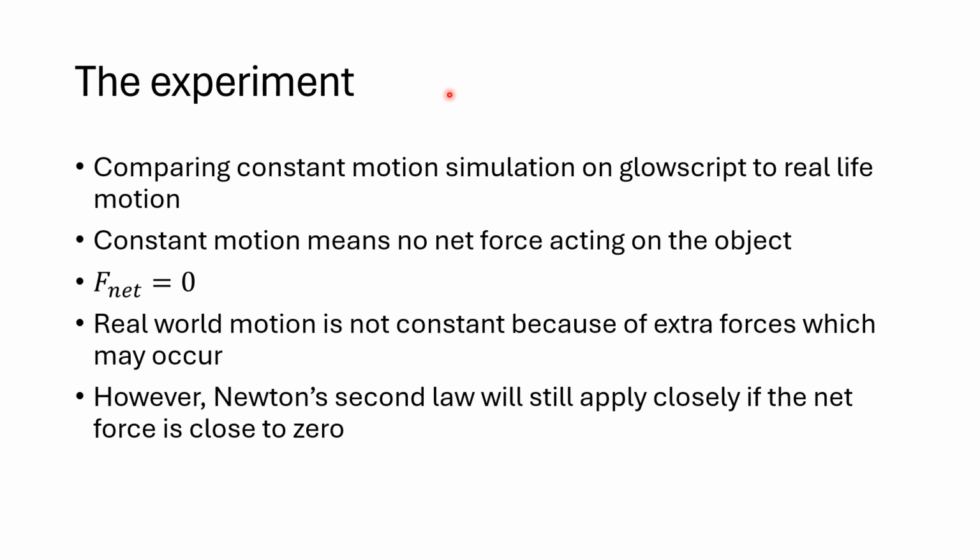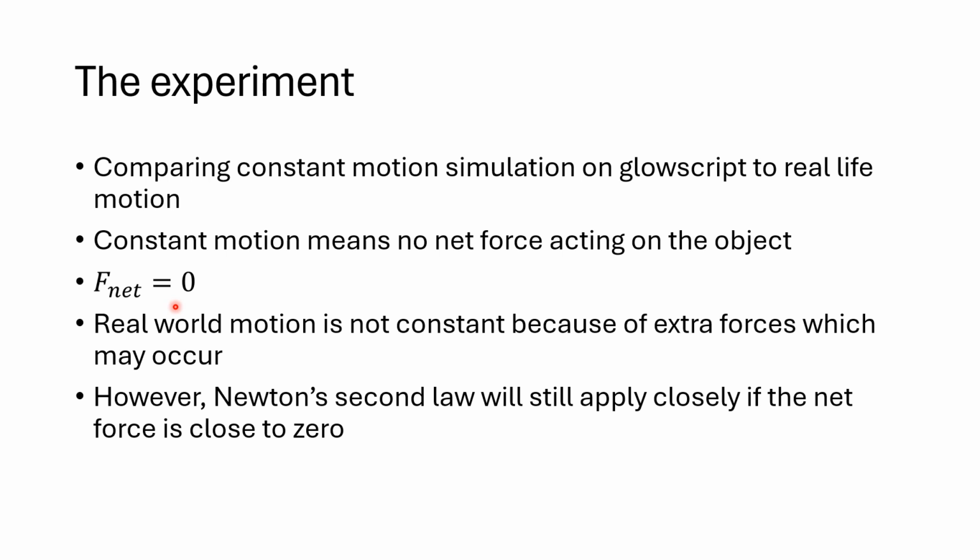So what is this experiment? We're comparing a constant motion simulation that I made on GlowScript with the starter code to the real-life motion of a marker across a table. Constant motion means no net force acting on the object, or in other words, F net equals 0, as you can see here.